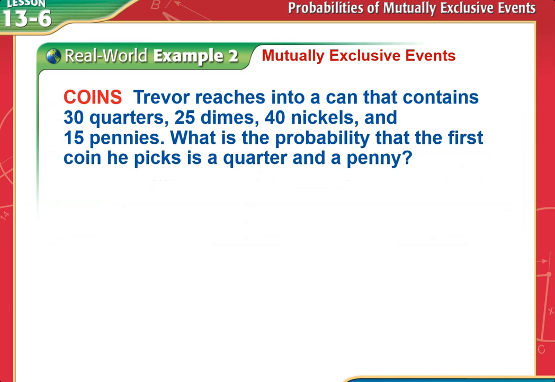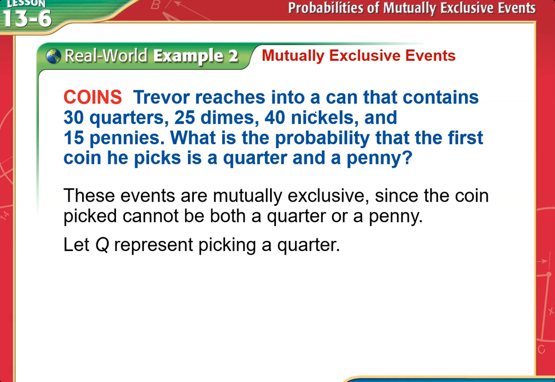So here's an example. Trevor reaches into a can that contains 30 quarters, 25 dimes, 40 nickels, and 15 pennies. What's the probability that the first coin he picks is a quarter or a penny? Well, these events are mutually exclusive, since the coin pick cannot be both a quarter and a penny.